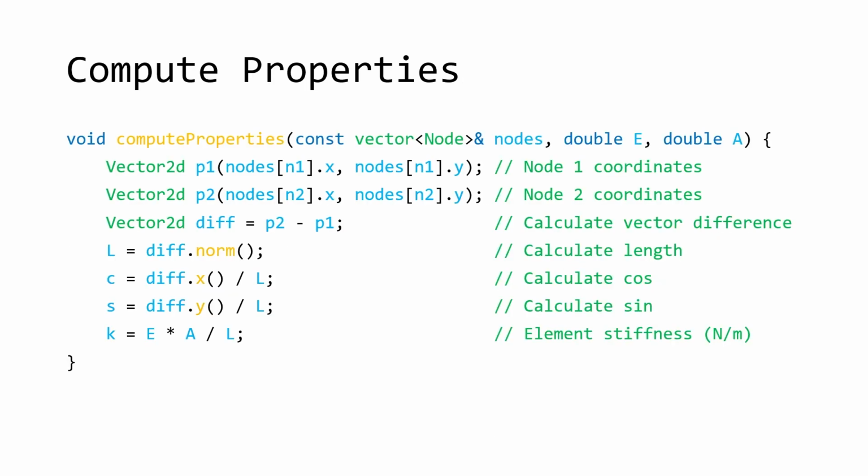To compute geometric properties, first, the length of the element is calculated from node coordinates. Then, direction cosines are computed. Finally, element stiffness is calculated using the formula E times A divided by L.